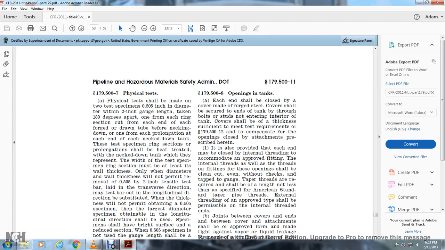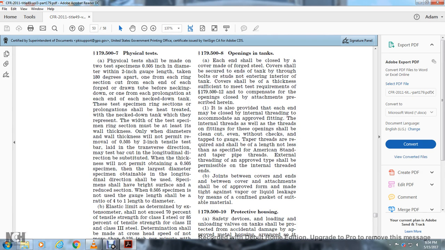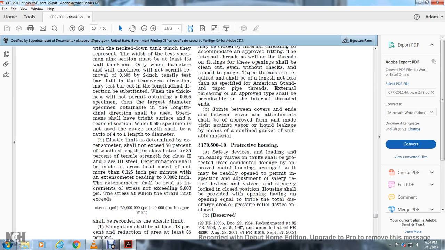the tensile strength test bar may be cut in the transverse direction, or longitudinal direction as a substitute. If the thickness will not permit obtaining a 0.505 specimen, the largest diameter specimen obtainable in the longitudinal direction shall be used. The specimen shall have a bright surface, reduced section of 0.505 thousandths of an inch, and the gauge length shall be a ratio of 4 to 1 length to diameter.